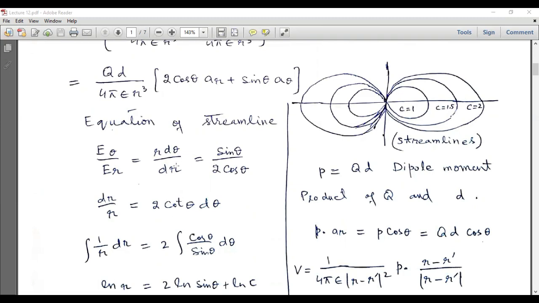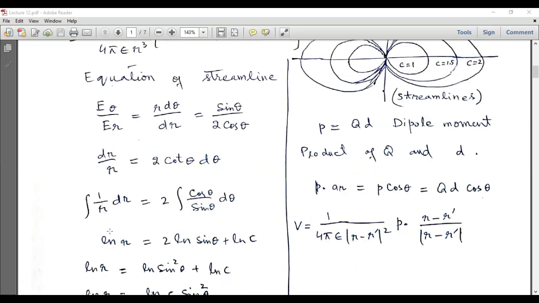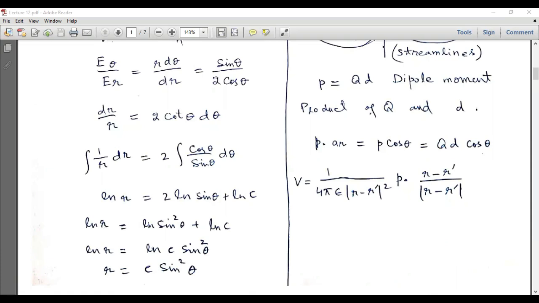So dr over r will be equal to 2 cos theta over sin theta d theta. Integrating, dr over r integral is equal to 2 cos theta over sin theta d theta, and this is equal to natural log of r equals 2 natural log of sin theta plus natural log of c, and this can be simplified as natural log of sin square theta.